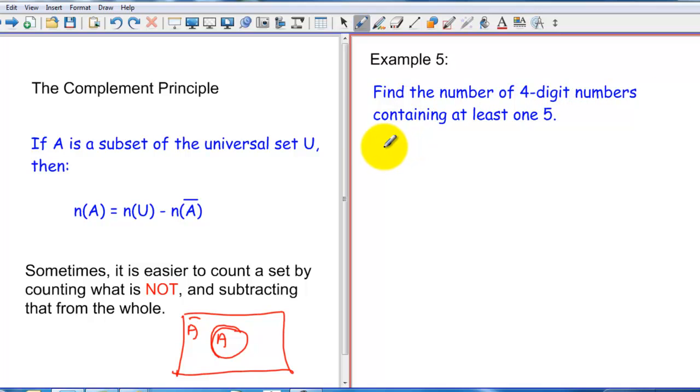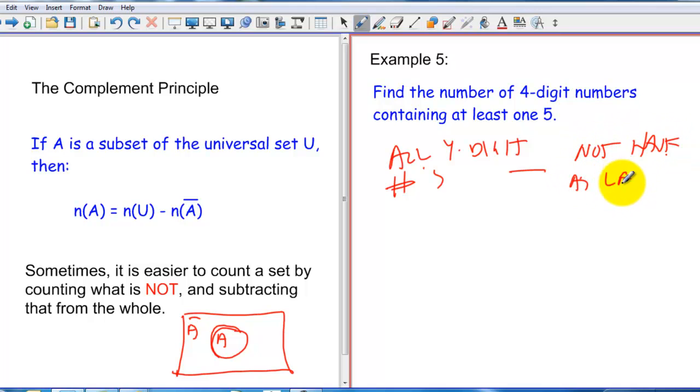So that would be all the 4-digit numbers minus the ones that do not have at least 1 5. Because this can be easier to count, because not having at least 1 5 means no 5s.